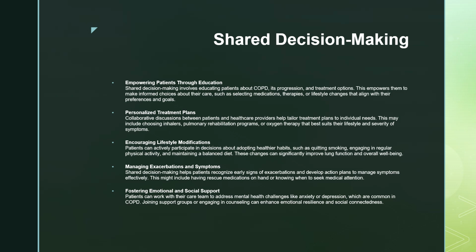And then also you really want to build emotional and social support. How you do this is you address mental health challenges like anxiety and depression, which is key. If you manage these, the patients will be better connected to their care, they'll understand what they're doing, and they'll become more resilient. So these are some of the ideas you need to know with shared decision making.